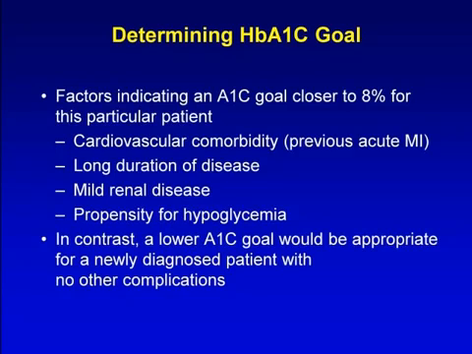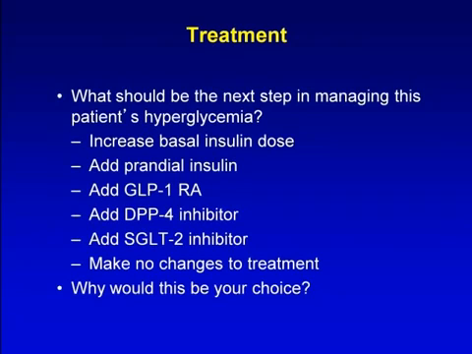So for this patient, because he has already had acute myocardial infarction, he does have a mild degree of chronic renal disease, and therefore a goal of less than 8 would be good for him. So how would you achieve that? He's at 9.2. Would you go up on his insulin, add another insulin, a GLP-1, DPP-4, or just leave him alone? What would you do?